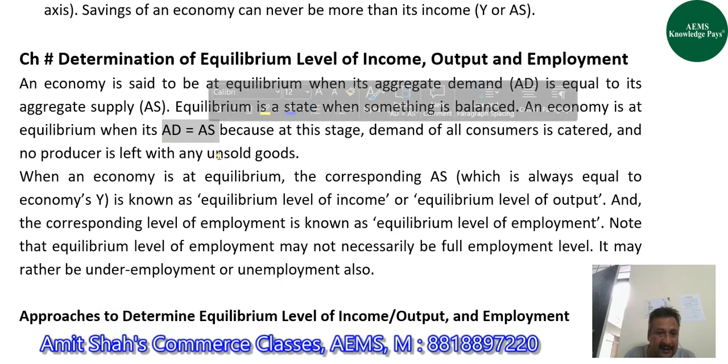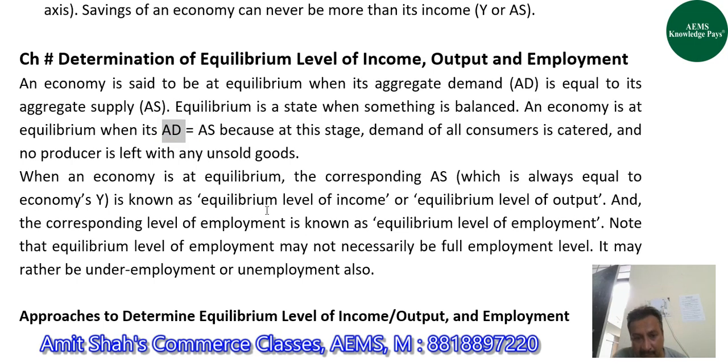But before we start this approach, you should understand one more thing, guys: out of AD and AS, it is AS that follows AD and not vice versa. Are you getting my point? Keep it inside your pocket. It is aggregate supply that follows aggregate demand. Looking at the demand, producers produce goods and services. We do not buy goods and services because producers have produced something. I hope you're understanding, right?